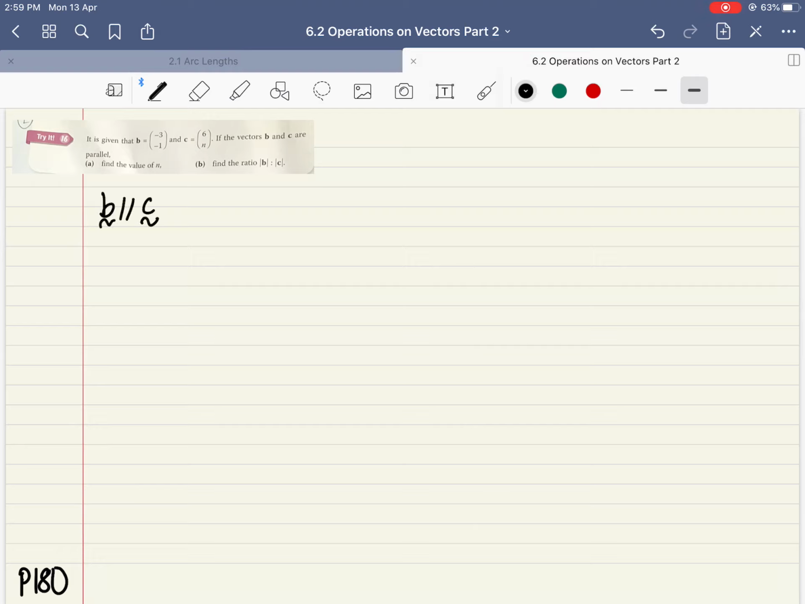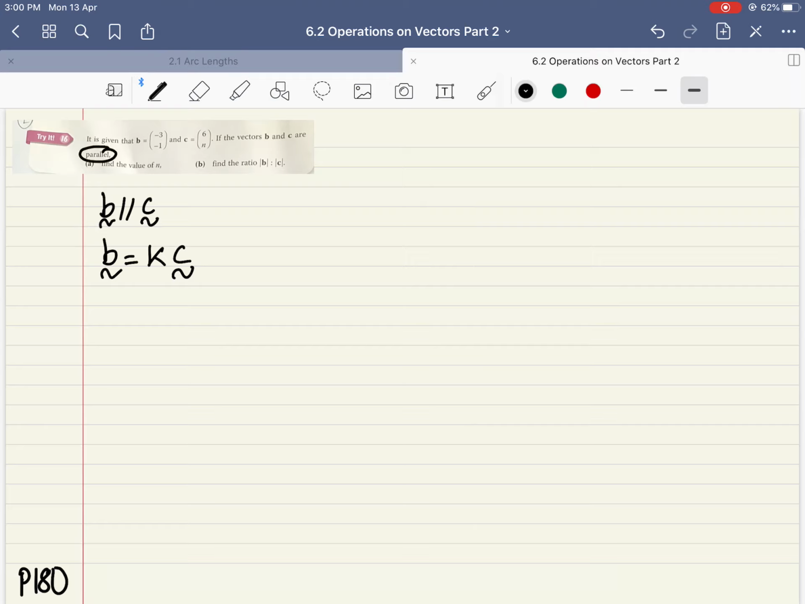If I know that the vector B is parallel to the vector C, one statement that I can make is that the vector B is k times the vector C. Why k times? You multiply by a scalar, so k is a constant. When you multiply by scalar multiplication, the vectors will be parallel. This is something that you must take note of.